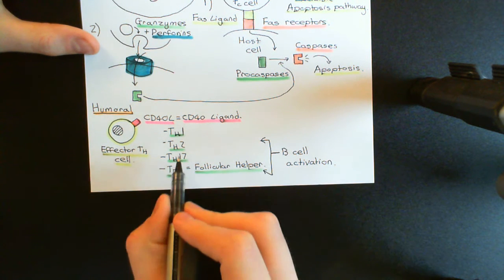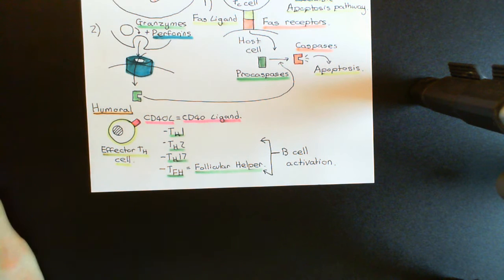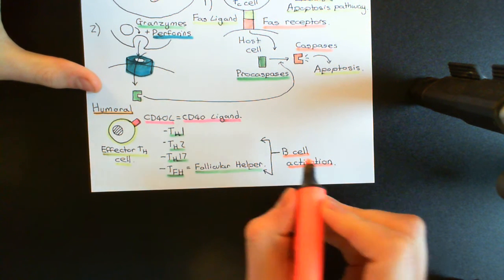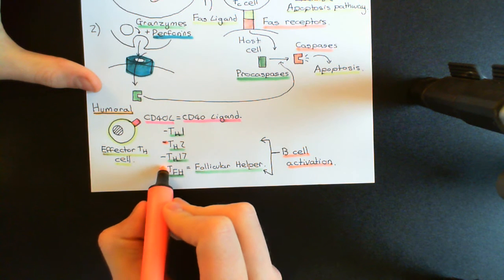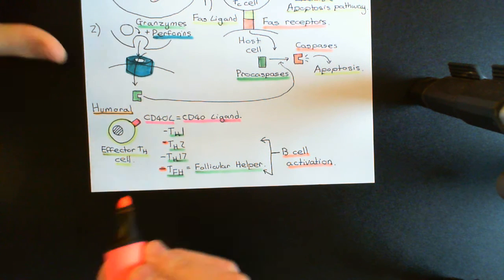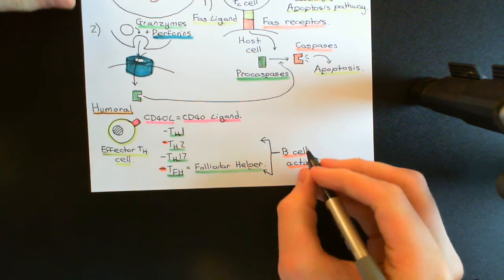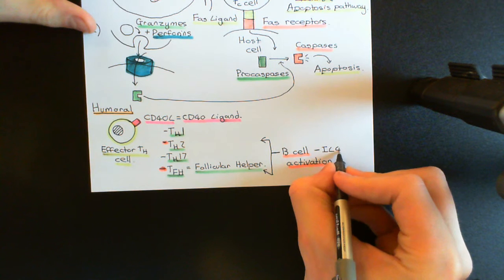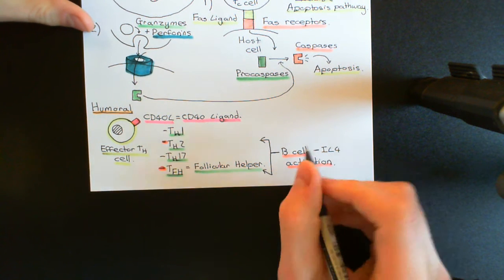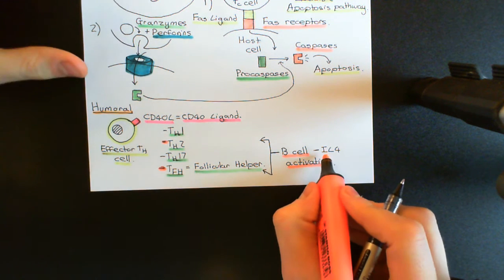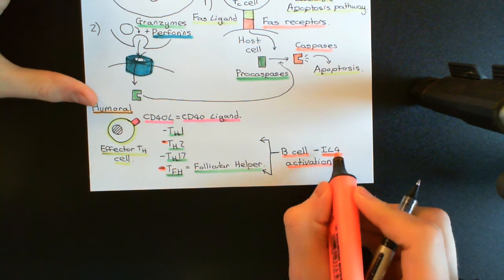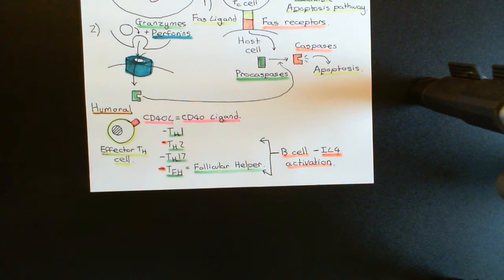However, T helper 2 and T follicular helper are absolutely brilliant at it. They're the special ones that are better at it than the T helper 1 and the T helper 17 are. One of the major reasons for this is that they produce a lot of a cytokine known as interleukin 4, which helps B cells to activate, whereas T helper 1 and T helper 17 don't produce that much interleukin 4. So T helper 2 and T follicular helper are the major two involved in B cell activation.